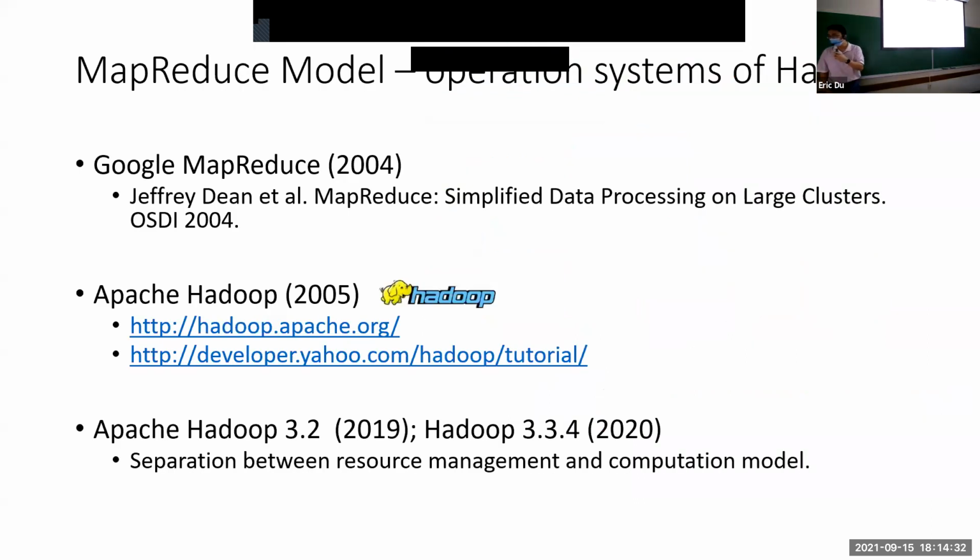And MapReduce is kind of like the operating system of Hadoop or HDFS. It was first developed in 2004 by Google, and then Apache took it over and kept developing that. And now, this is the old Hadoop 3.3.4 version that was still current last year. You can check the latest, newer version.